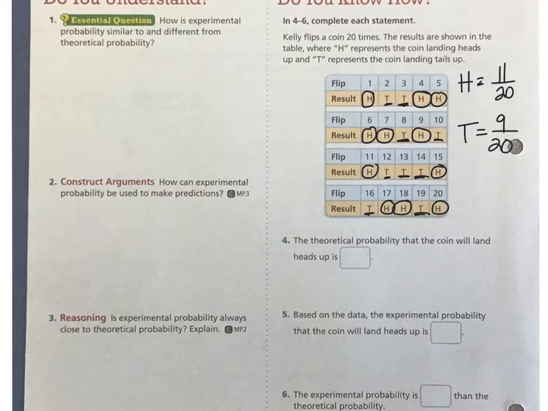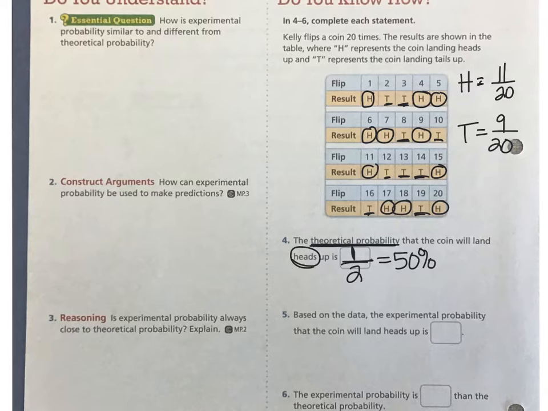Now look at question 4. The theoretical probability that the coin will land heads up is the number of favorable outcomes over the number of possible outcomes. In other words, heads, which is 1/2 or 50%. Remember, this tells us what should happen when we flip a coin. Half the time it's heads, half the time it's tails.